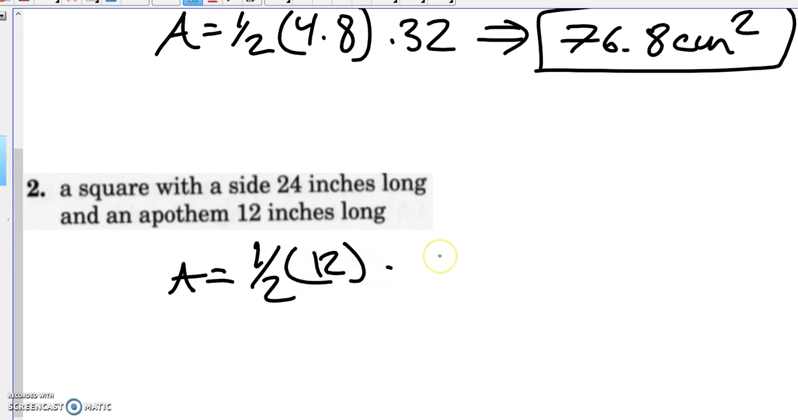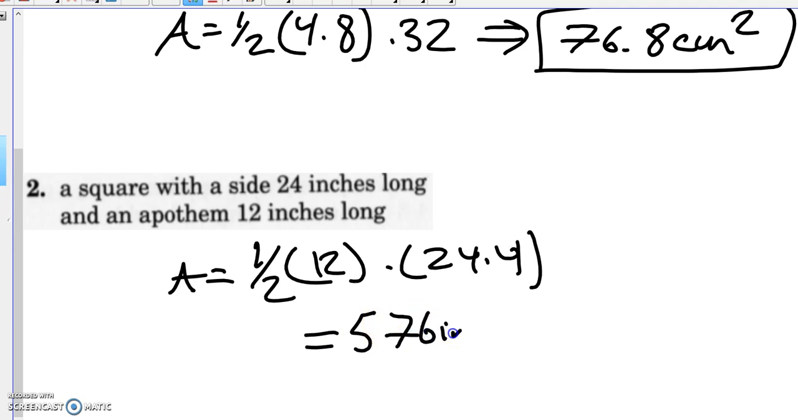My area will be 1/2 my apothem times my perimeter. Well, my perimeter, if each side's 24 and it's a square, will be 24 times 4, and that'll give me my area, 576 inches squared. Again, you could, of course, use base times height or side squared to find the area of this square, but since they tell you the apothem, it's much easier to use this formula, and since a square is a regular polygon, this 1/2 AP does work.